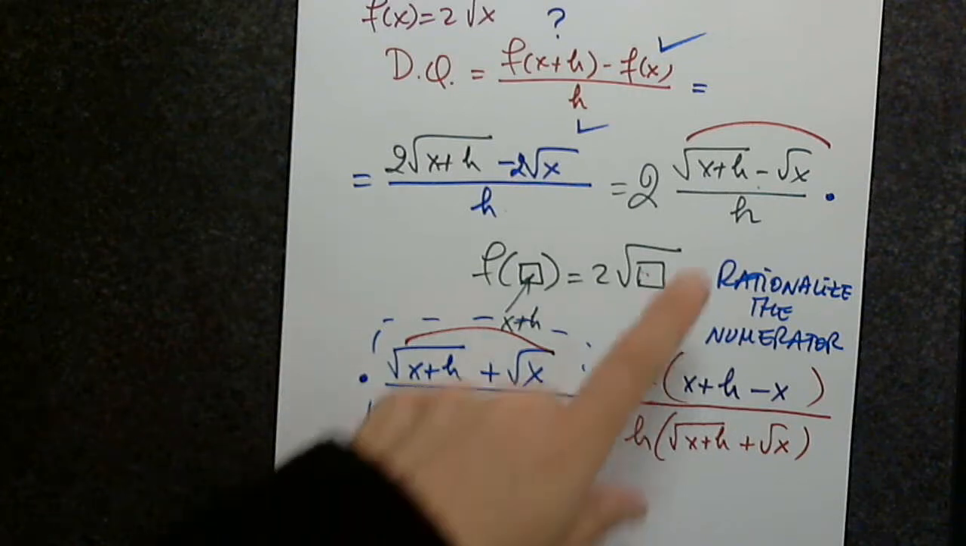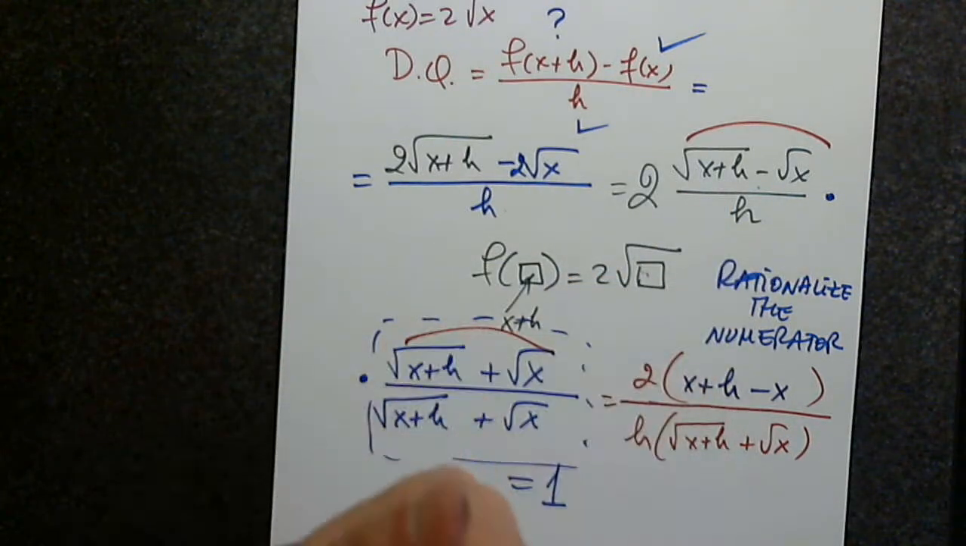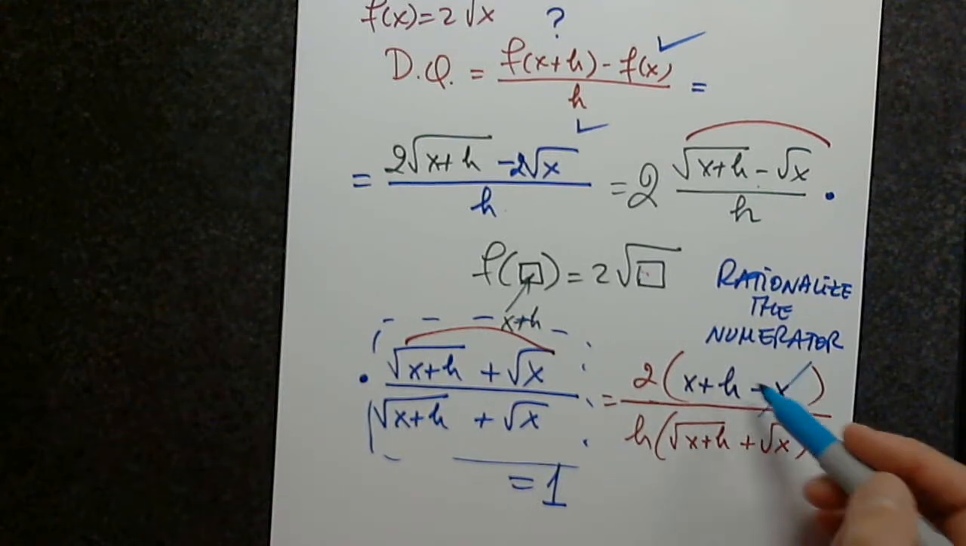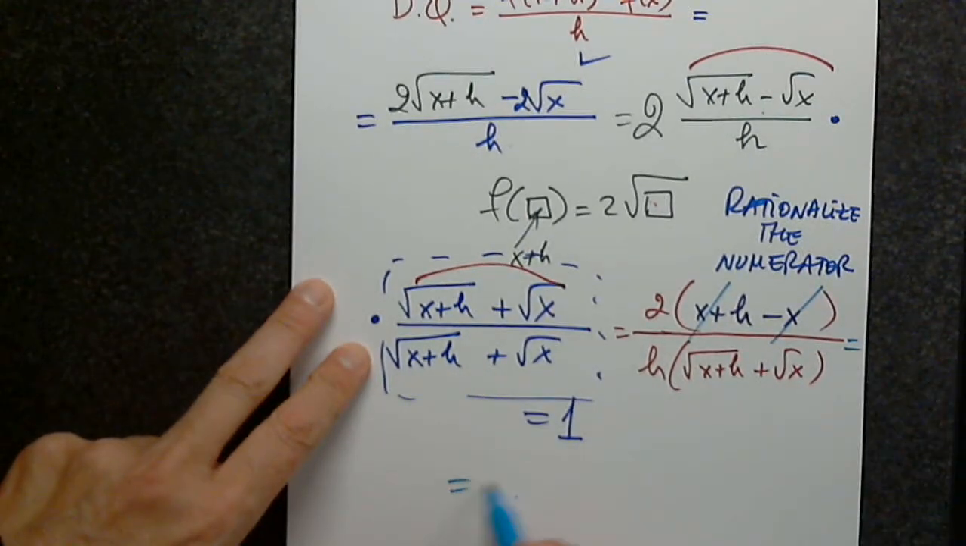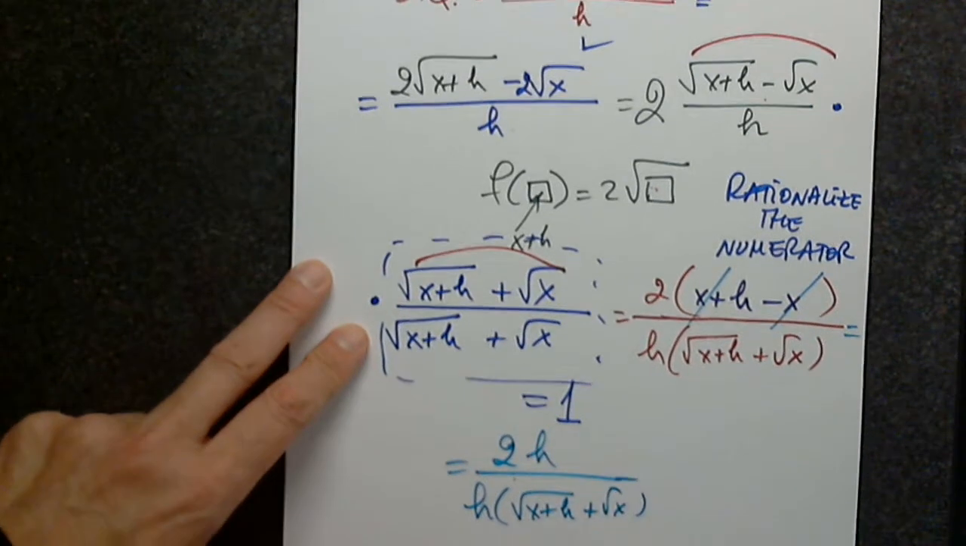When I square this, I get this. I have to copy minus. When I square this, I get that. Is this okay? Everyone? Okay, so obviously the x with negative x go away. Then I continue with h at the top, h, the square root of x plus h plus the square root of x.